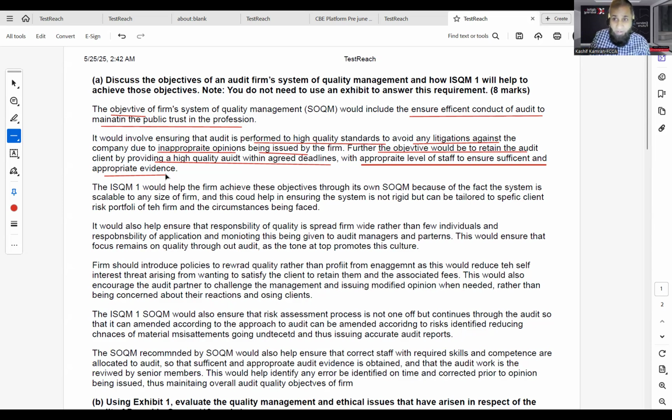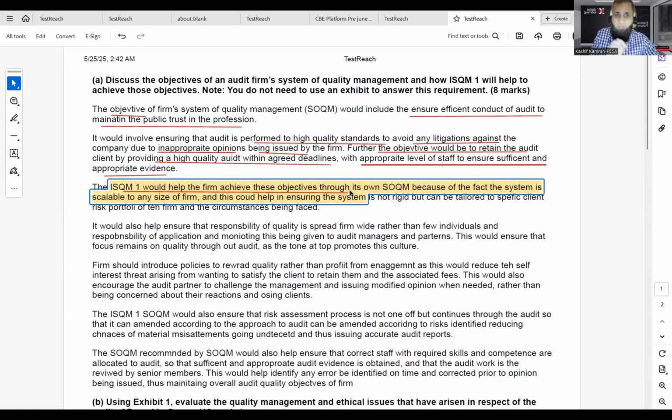Then the student went to the second part and said, ISQM1 would help achieve these objectives through. Can you see this line here? Can all of you see this line? The ISQM1 would help achieve these objectives through. Is this student getting to the second part now, which is the part after the 'and'? Is the student getting to the second part?